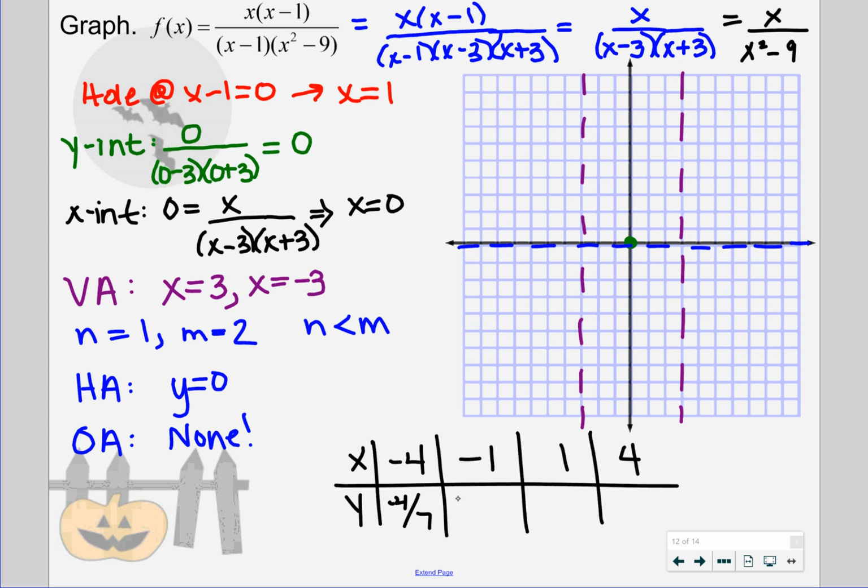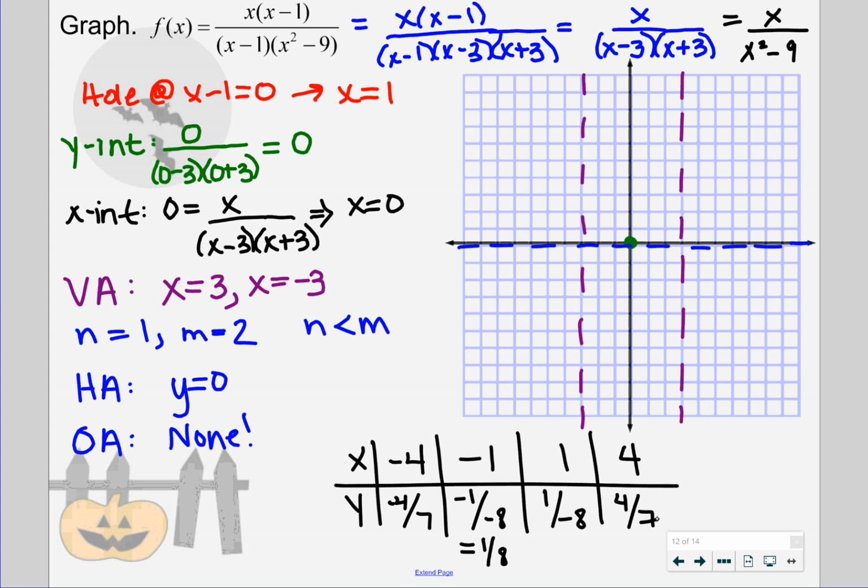-1 in the numerator, -1. -1 in the denominator is -1 squared, 1 minus 9, -8. -1 over -8 is positive 1/8. Plug in 1: in the numerator, 1. 1 in the denominator is -8, so -1/8. 4 in the numerator, 4. 4 in the denominator again gives me 7. 4 sevenths doesn't reduce. So see how I'm just doing those in separate pieces and then reducing at the end if you need to. You don't need to make it crazy.